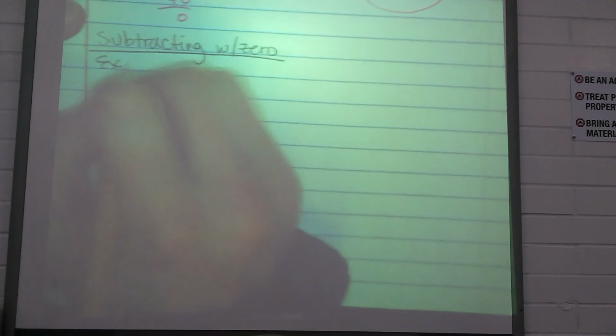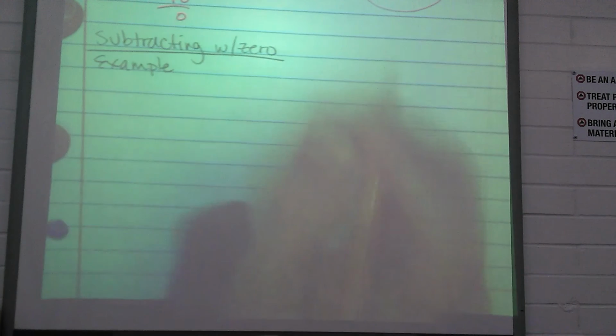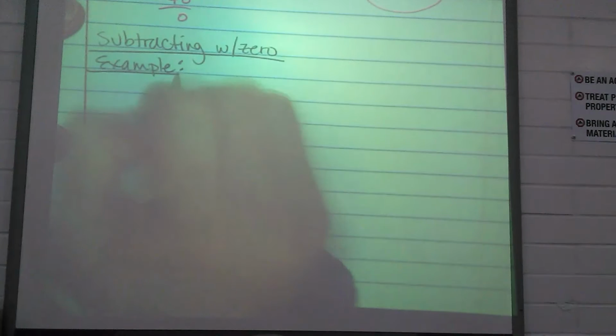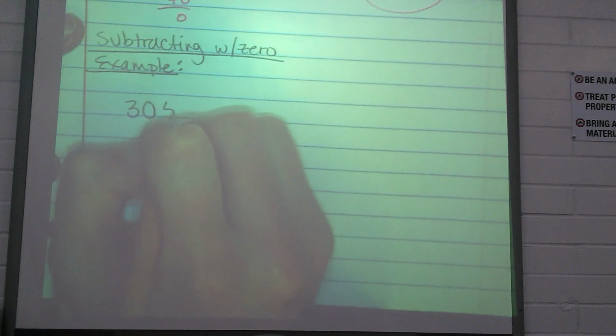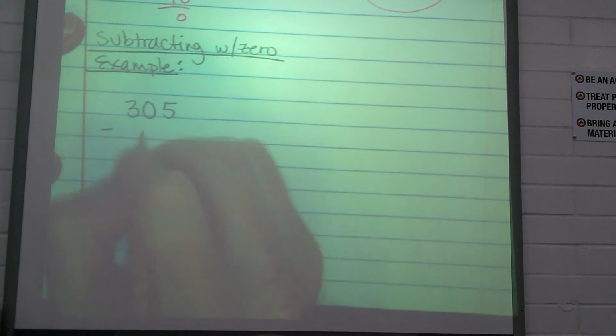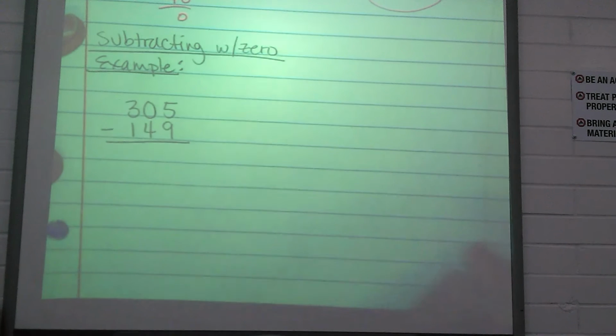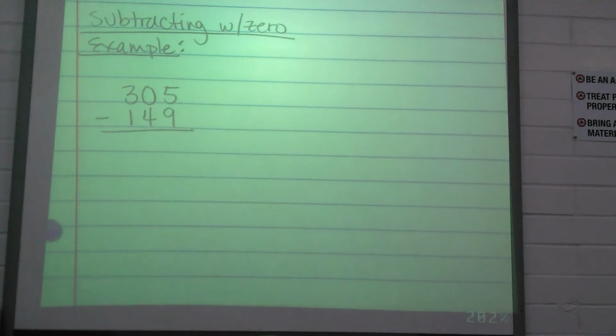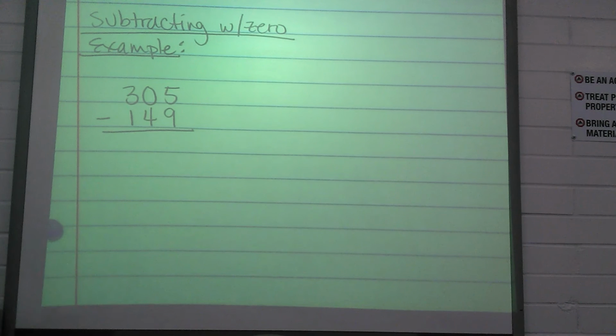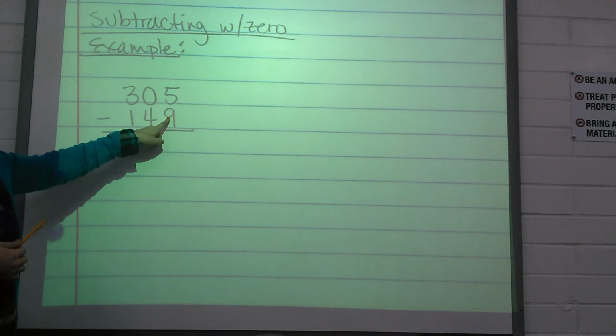Okay, my example, of course, because we always do examples. Let's go with 305 minus 149. 305 minus 149. Okay, so 5 minus 9 is 4. Hopefully all of you guys just caught my mistake there. Can I do 5 minus 9? No, I cannot. So 5 minus 9 I can't do.